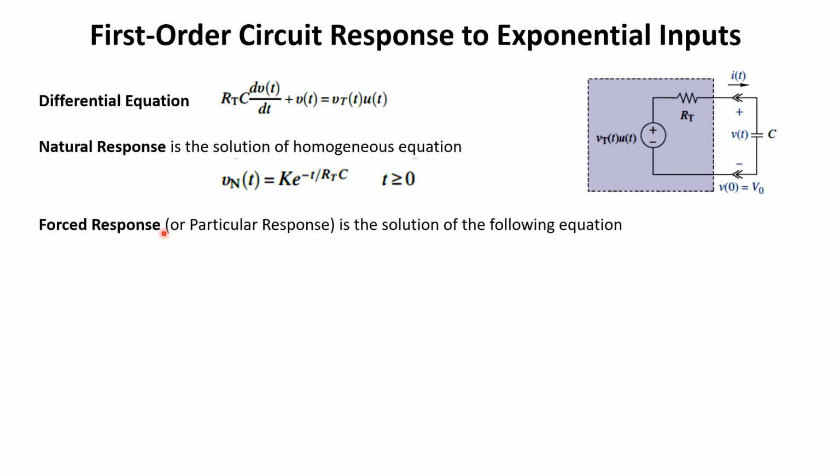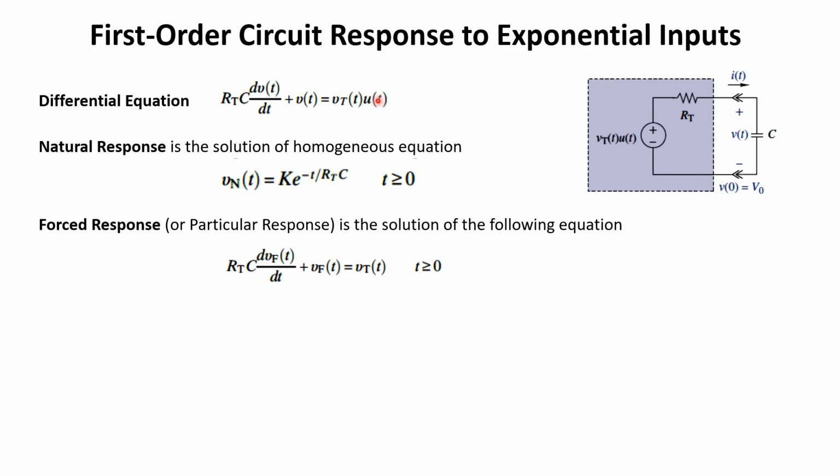The forced response or particular response depends on the forcing function. This is the forcing function, meaning the excitation. What is the type of excitation? It may be a constant voltage, it may be an exponential voltage, it may be a sinusoidal voltage. So the forced response depends on the type of this source. For forced response, we have to consider the excitation v(t).